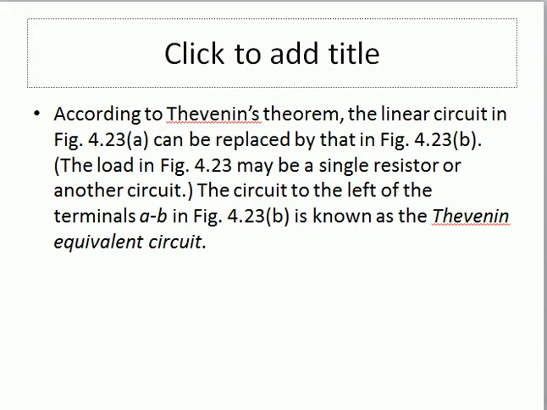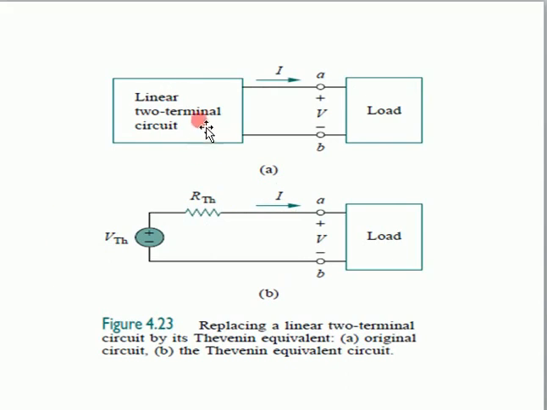According to this theorem, the linear circuit in this figure, you may see this, here we have a two-terminal linear circuit and those two terminals are A and B, and here a load is connected at the terminals A and B. We can replace this circuit by this. How? The whole circuit can be replaced by this.